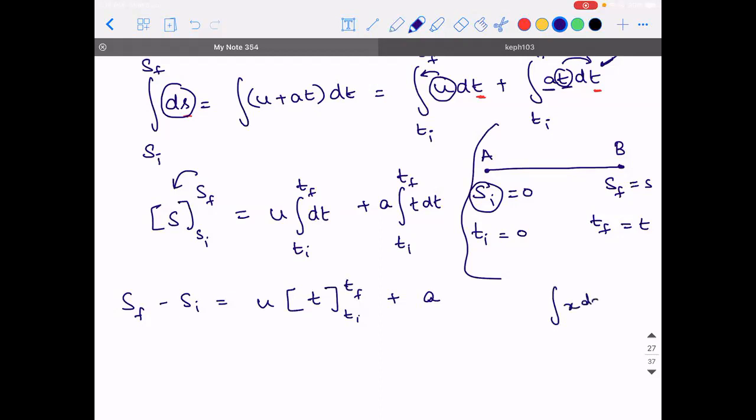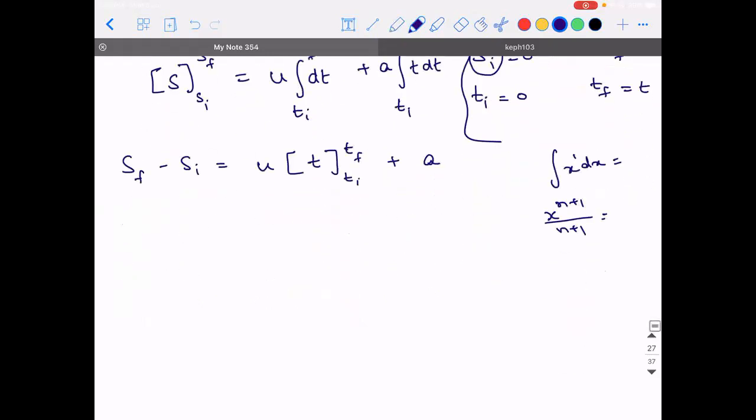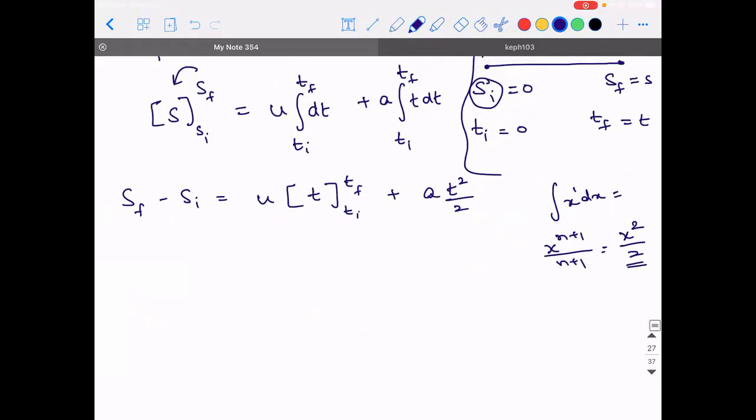What is integral of x dx? I think I have taught this already, right? x power n plus 1 by n plus 1. Here n is 1. So it is t square divided by 2. Integral of t dt is t square divided by 2 between t initial to t final.